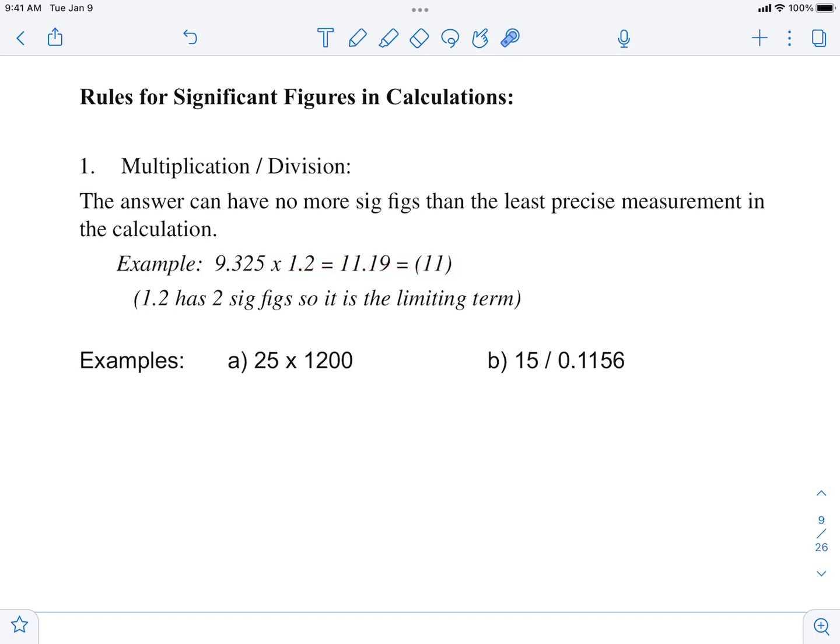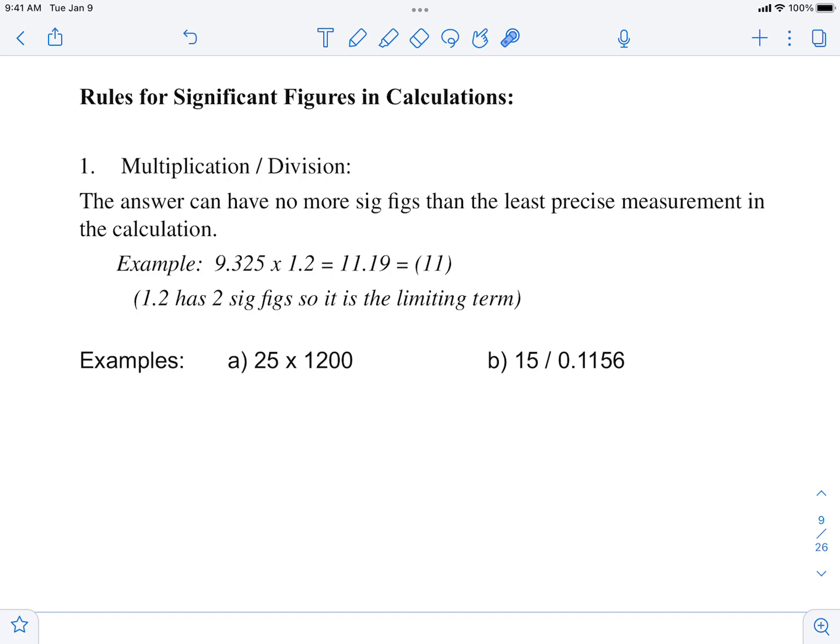If we multiply 9.325 by 1.2, your calculator will tell you the answer is 11.19. However, you took a number where you were sure of 4 sig figs, and multiplied it by a number that you were only sure of 2 sig figs. There's no way that your answer can be more certain than the least certain number. So you're limited, and we have to round this. 11 is the answer because 2 sig figs is all that I am allowed.